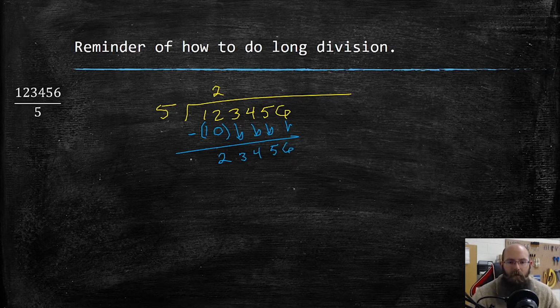Then, how many times does the 5 go into the 23? That's going to be 4 times. And the 4 times that 5 gets me 20. And then again, I subtract this. I wrap that all up in parentheses, and I subtract it away. And I get 3, 4, 5, 6. And I just keep going with this.